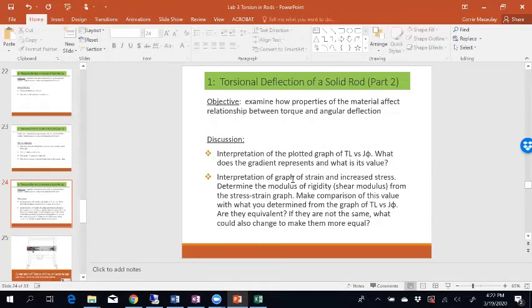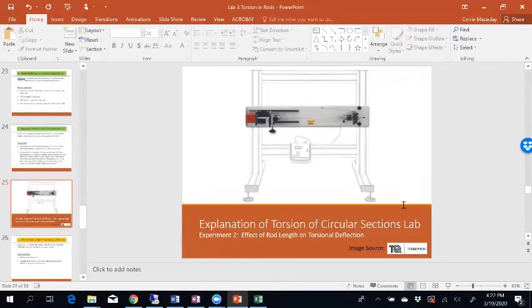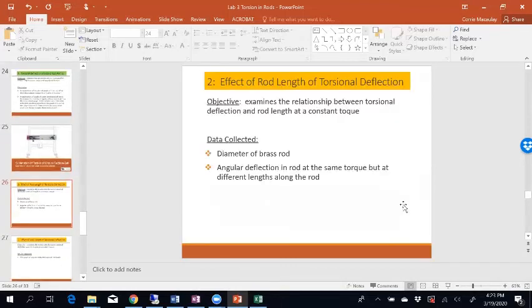Right. So now interpretation of the graph of stress and strain, right? You're going to have G as the slope of that graph. And so what I want you to do is make a comparison of that G value that you get from the shear stress, shear strain, or torsional stress, torsional strain graph, I should say, right? And from what you determine from the TL versus J times phi graph, right? Are they equivalent? Are they not? What if they're not? What could we change to make them more equal? Right? So those are the types of discussion I expect from the first experiment.